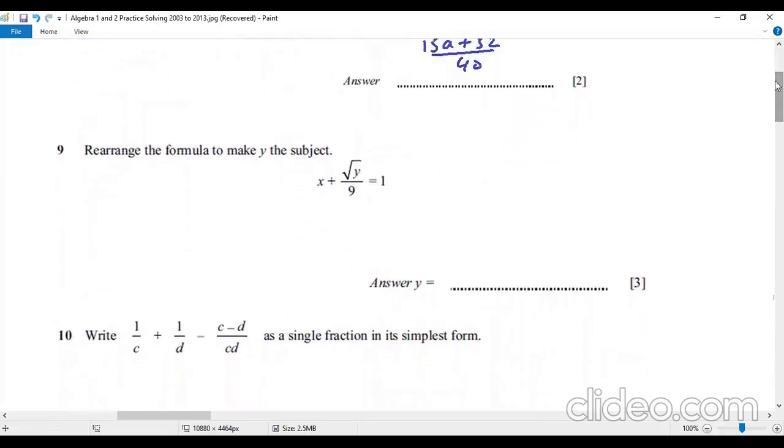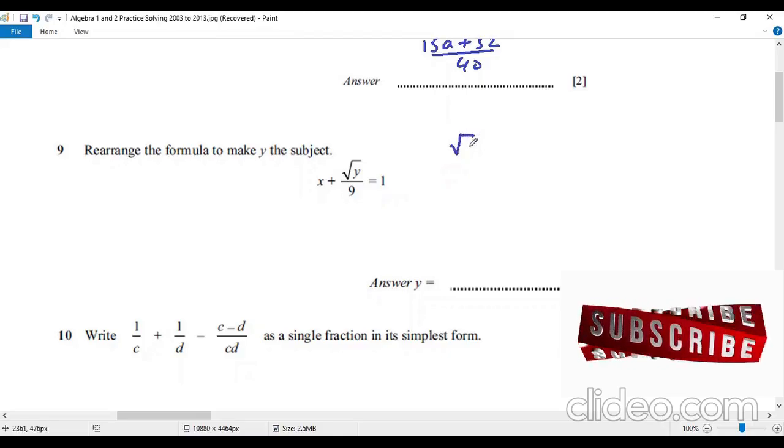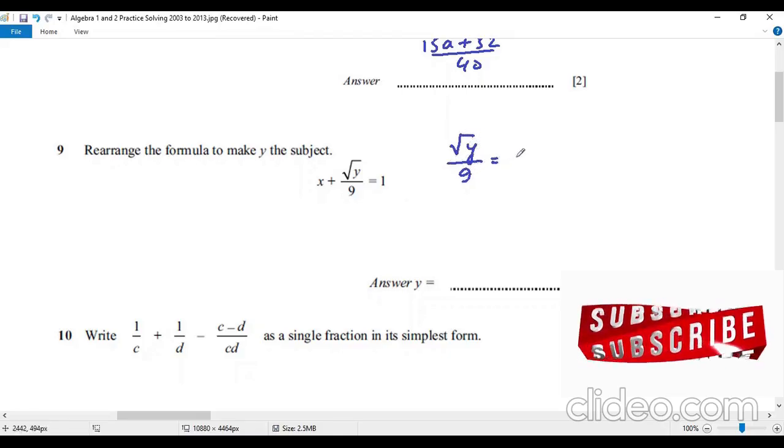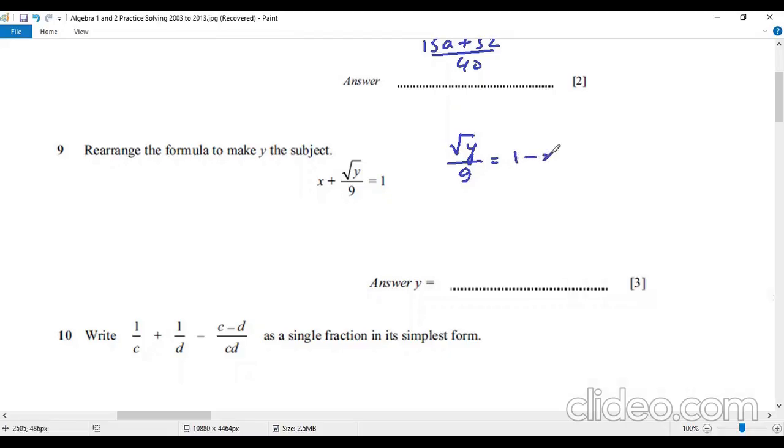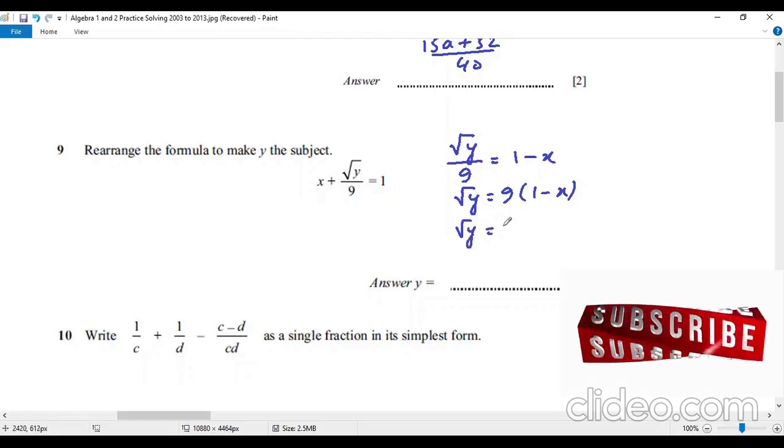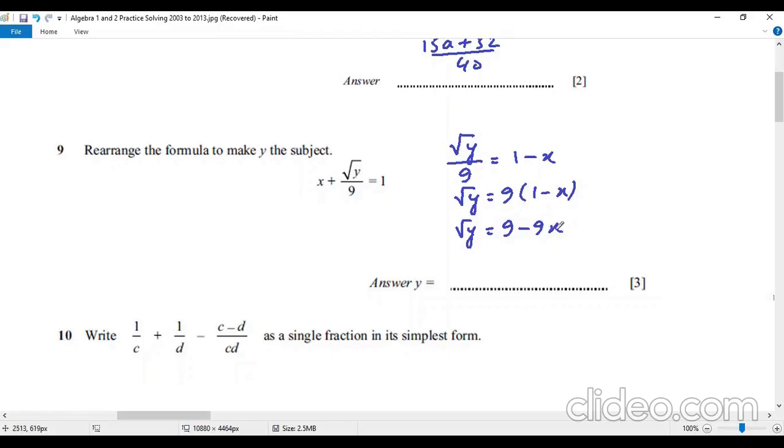Now in here it says rearrange the formula to make y the subject. So the first thing that you must do is y over 9 equals 1 minus x. And now the square root of y equals 9 times 1 minus x. This is going to give us the square root of y equals 9 minus 9x. And in here we are going to take the square of both sides.